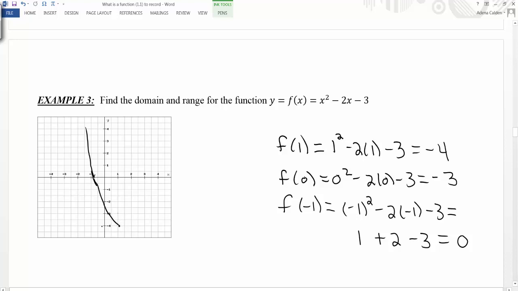And then if I test some other numbers or if I graph it on a calculator, I will see that it's going to turn around and come back up, and it's going to come up through 3.